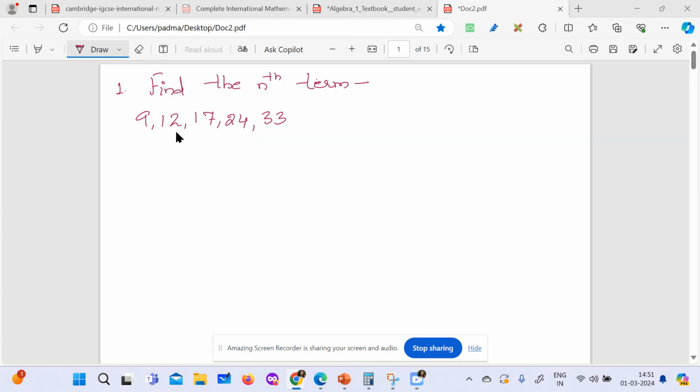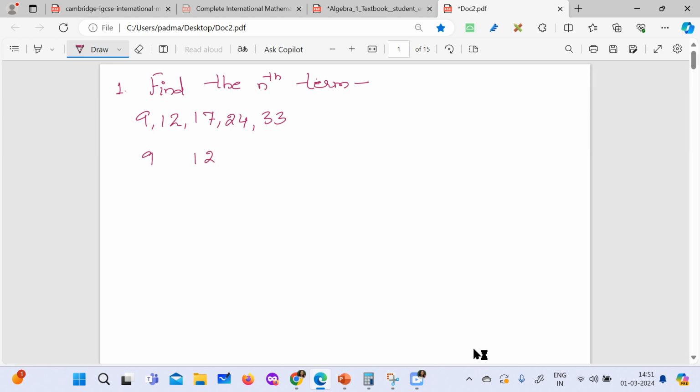Hello, miss. So we will do finding the nth term for the given sequence: 9, 12, 17, 24, 33. So let's find the difference.